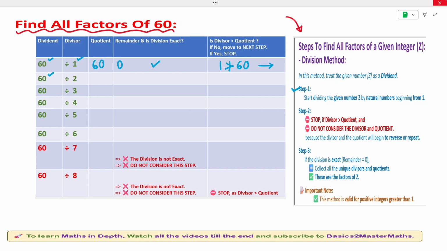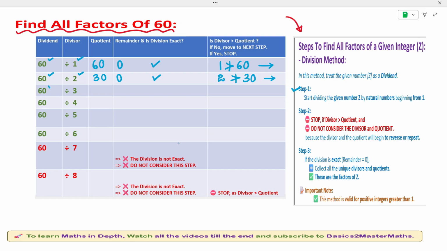When we divide 60 by 2, we get 30 as the quotient and 0 as the remainder. So, this division is exact. In this case, the divisor 2 is not greater than the quotient 30. So, move to the next step.